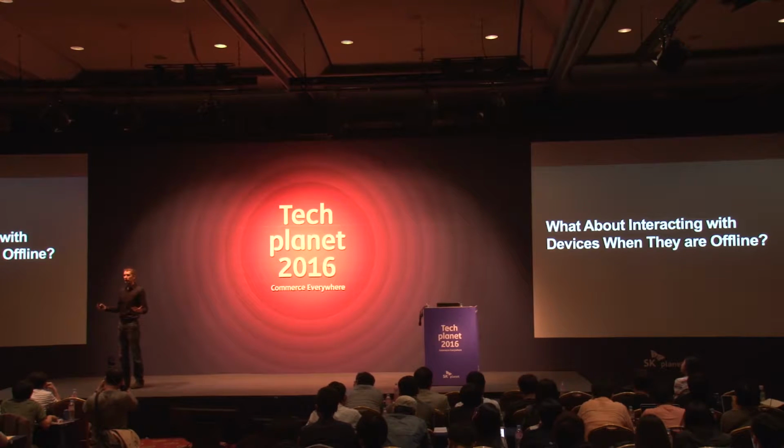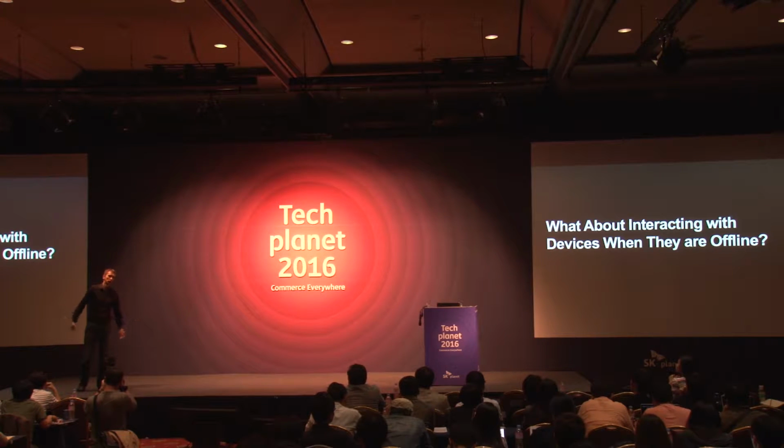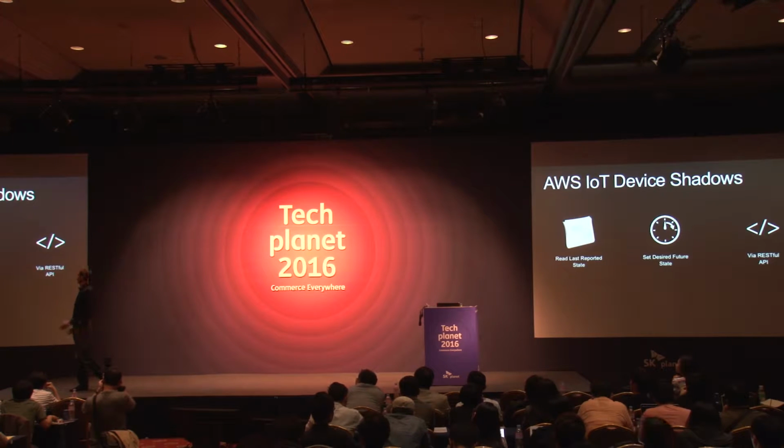But what about when they are not online? What if you want to control a vacuum cleaner and now it's sleeping? How do you talk to a vacuum cleaner? What is the IP address of a vacuum cleaner? Who knows? Nobody knows. That's why we have a cool feature called the device shadow.